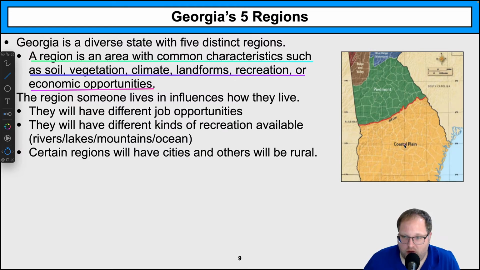Same thing if you want to be a mountain climber, you're not going to want to live down here in the coastal plains or the Piedmont where it's pretty flat. You're going to want to live up here in the Blue Ridge Mountains, okay? So regions can affect what kinds of job opportunities you have, and they can also impact what kinds of recreation you have available to you as well.